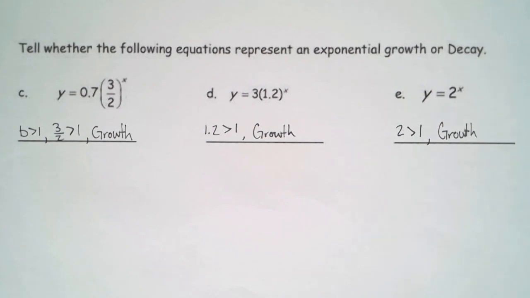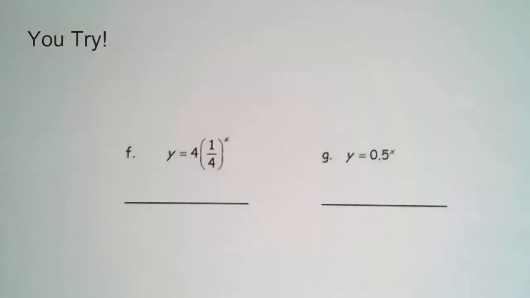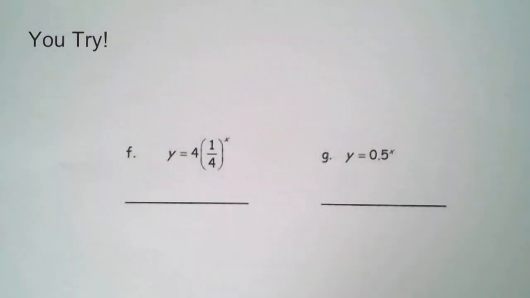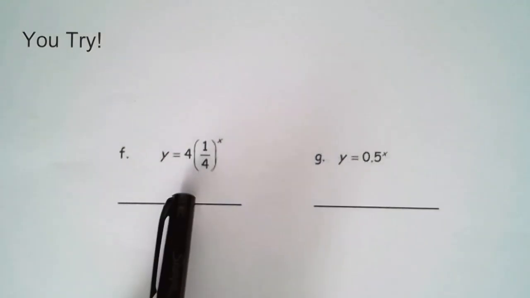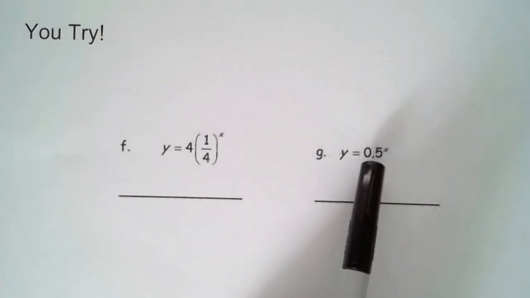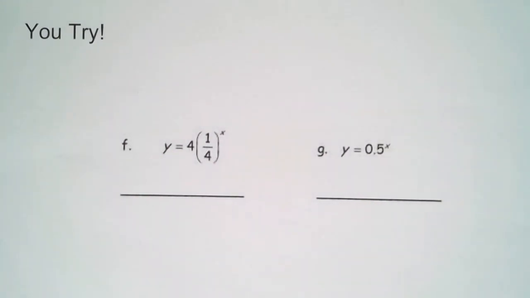All right. Last thing, I want you to go ahead and do this U-try. I want you to just look at these examples, look at the b values and determine first if f is growth or decay based off of the b value, and then g is growth or decay based off of the b value. Go ahead and pause the video and write down your answers for that right now.